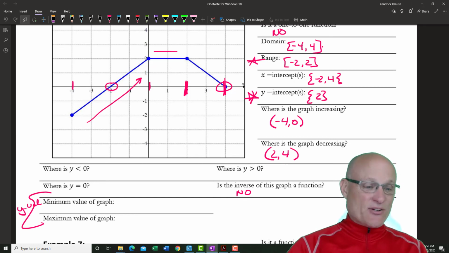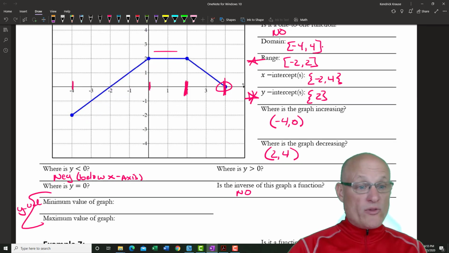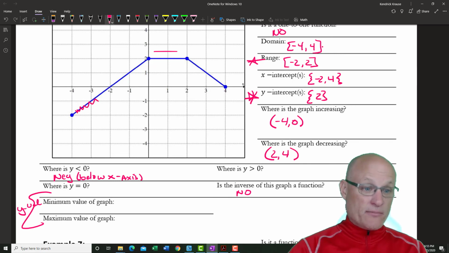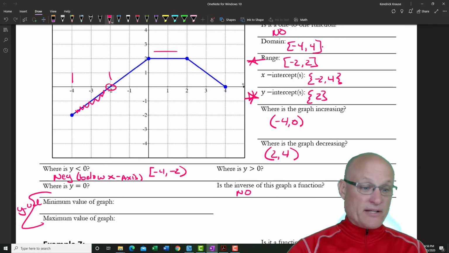Remember what less than 0 means. Less than 0 means negative. It means below the x-axis. Where is it below the x-axis? Well, it's only below the x-axis in this little area right here. X values, so from negative 4 to negative 2. Negative 4 should be a bracket, so at negative 4, it's less than 0. All the way up to negative 2, but don't include negative 2, because at this point it's equal to 0. So that's part of this answer, negative 2.